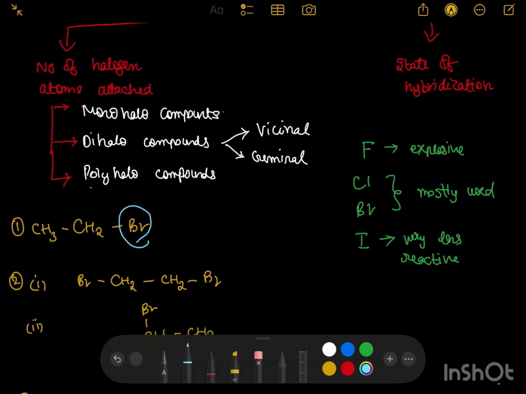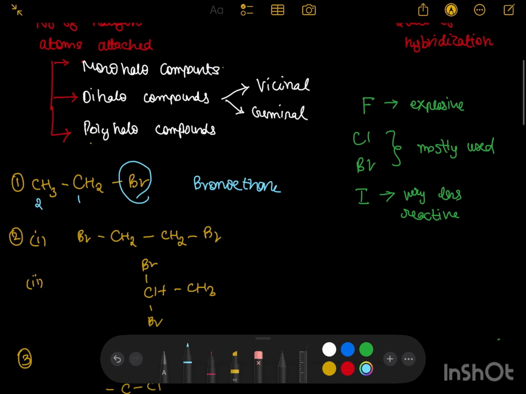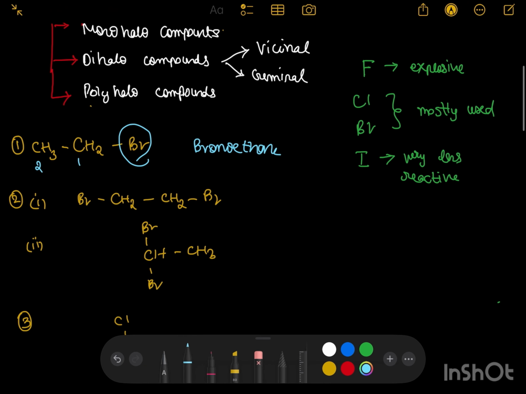Right? So we have taken the first example, that is bromine. If we try to do its nomenclature, can we say it's bromoethane, right? Next one is dihalo compounds. Dihalo compounds means there are two halogen compounds, right? Over here we have two types, that is vicinal and geminal.